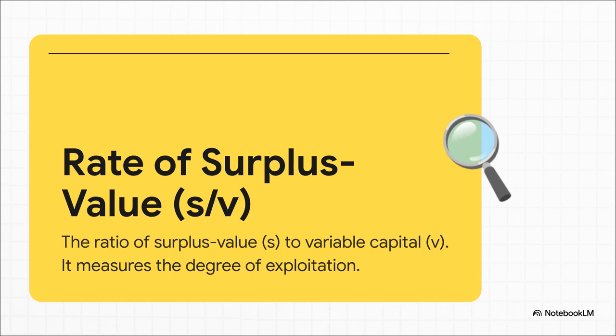The rate of surplus value is simply S divided by V. So surplus value over variable capital. This isn't just about a feeling of being ripped off. In Marx's framework, it's a cold, hard mathematical ratio. It tells you exactly how much unpaid labor time, S, is being pumped out of a worker relative to their paid labor time, V. This ratio is his scientific measure for the degree of exploitation.